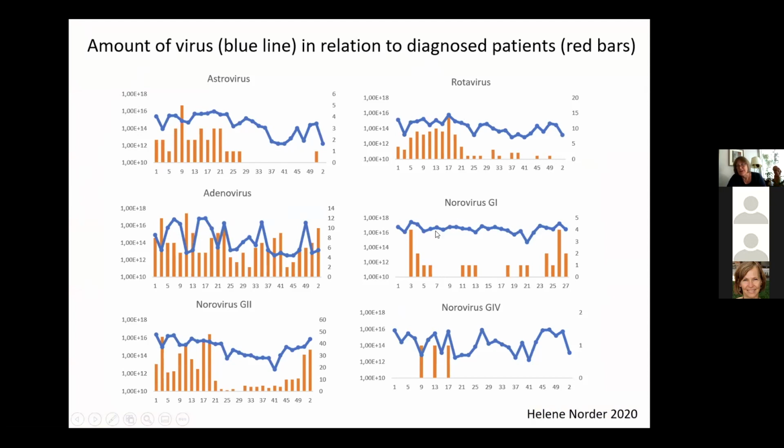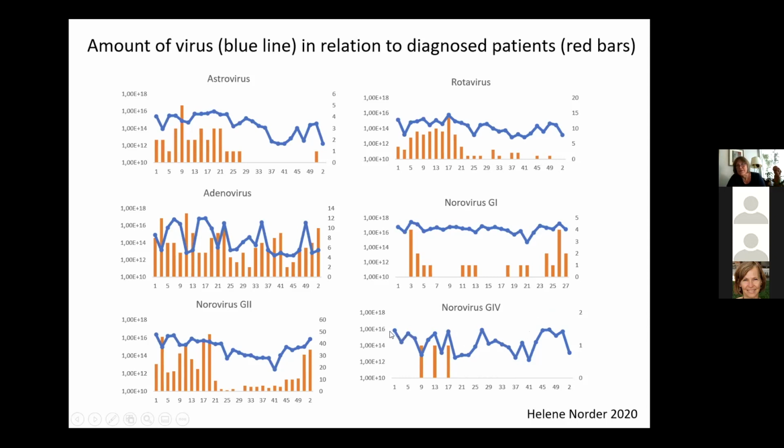And for noro-G1, which does not really give disease, it was a very high amount all year through. As for G2, which gives the winter vomiting disease, it was high during the time we had the patients, then it went down during the summer, and then it peaked before the patients came. A few weeks before the patients really entered the hospital or the health system, there were more viruses in the sewage. So we could really say that in a few weeks, we will have more patients. And for G4, which doesn't really give any disease, or very few get ill, it was rather even, although it fluctuated as well.